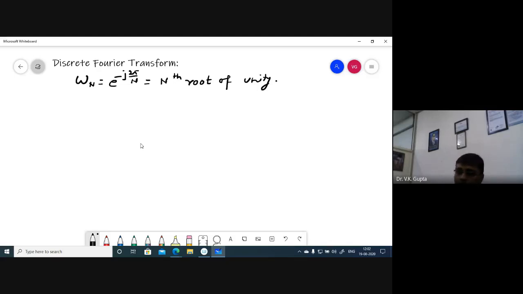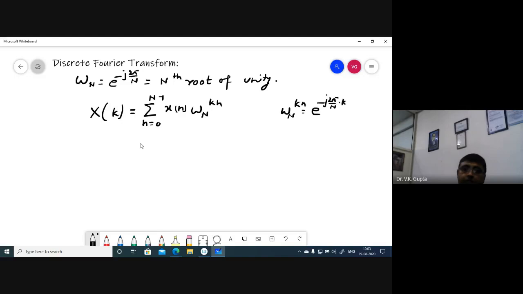Therefore, the discrete Fourier transform X(k) can be written as the sum from n equal to 0 to N minus 1 of x(n) W_N^(kn). Here W_N^(kn) is e to the power minus j 2 pi by N into kn. This term is replaced by W_N^(kn).